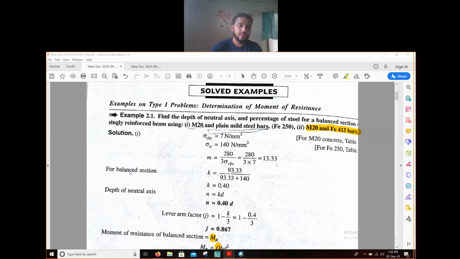Which value will be different for Fe415? Please don't see the PDF which I have shared with you, because otherwise there is no need to solve it. I am asking you, try it by yourself. Without going through the PDF, try to solve it.